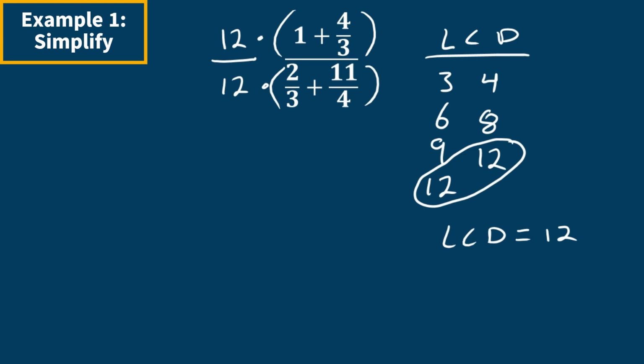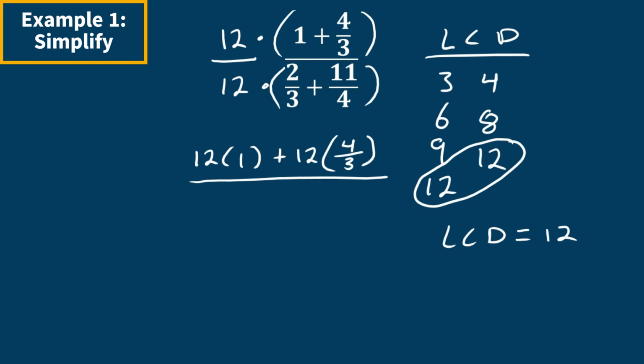So now let's go ahead and continue this. Looking at the top fraction, we're going to multiply 12 times 1 plus 12 times 4 over 3, divided by, now let's go ahead and distribute the 12 over there too. We have 12 times 2 over 3 plus 12 times 11 over 4. From here, we just continue to simplify.